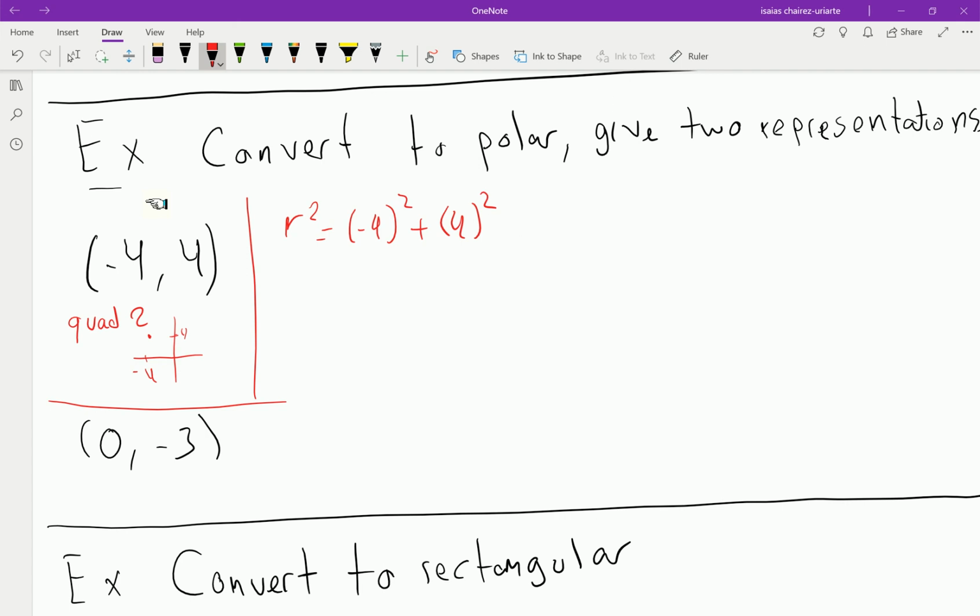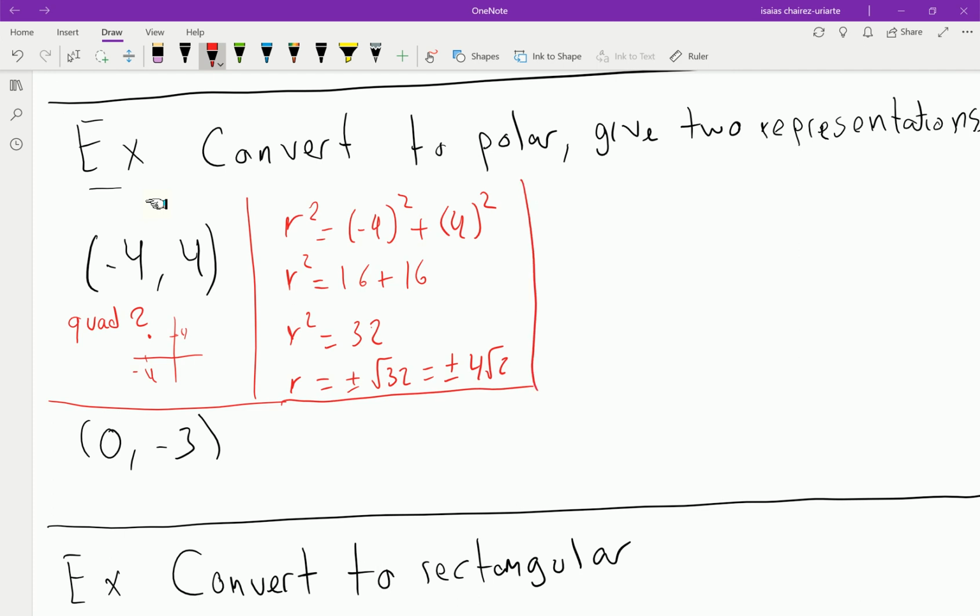All right, so then that says that r squared is equal to 16 plus 16, or that r squared is equal to 32. And so then r is equal to plus or minus the square root of 32, which I guess is plus or minus 4 root 2. Okay. So I have found r. It could be positive 4 root 2 or negative 4 root 2. I guess it doesn't matter. We just need to give the correct point.